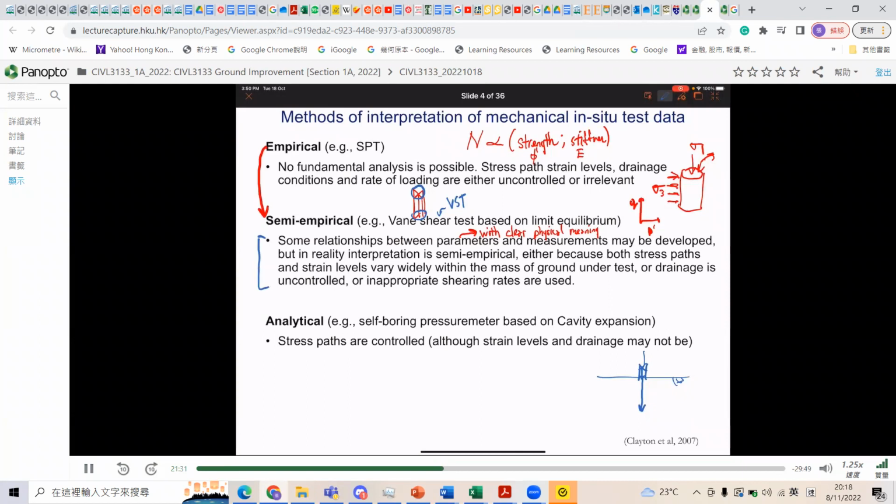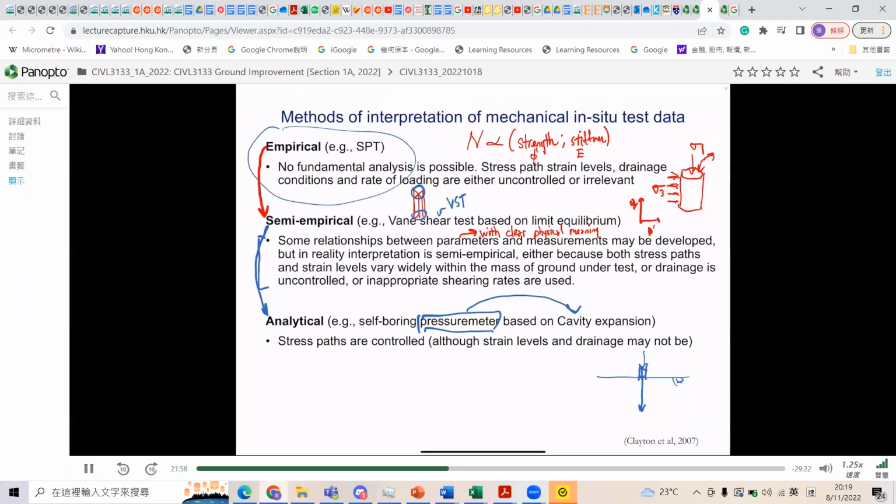Moving on, the next method of interpretation is analytical. There are methods that are purely analytical and rely very little on empiricism. For example, pressuremeter is based on well-defined cavity expansion theory. Of course, we're not going to talk about this, but we're probably going to focus predominantly on the empirical interpretation. But I do want to let you know that there are more elegant methods of in situ measurements that rely more on theory, right?